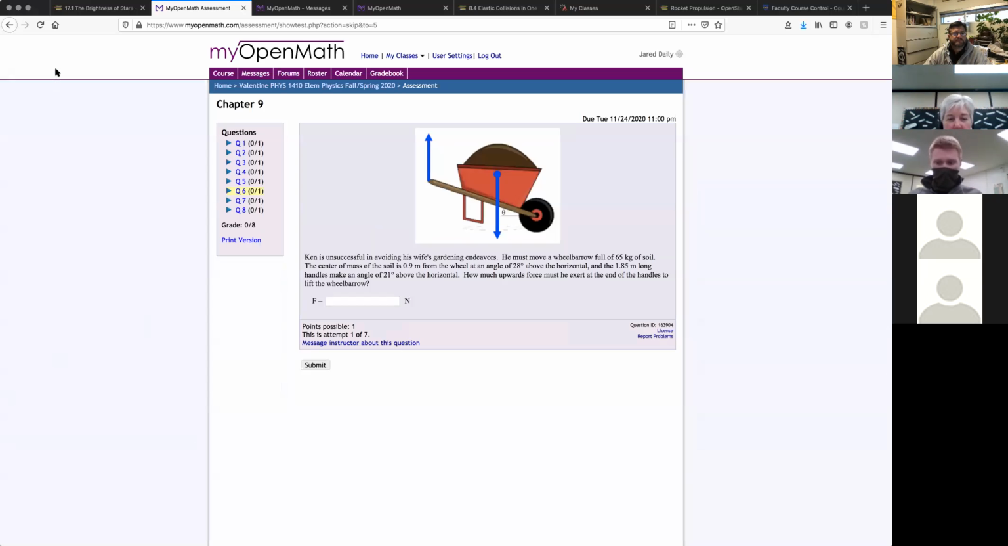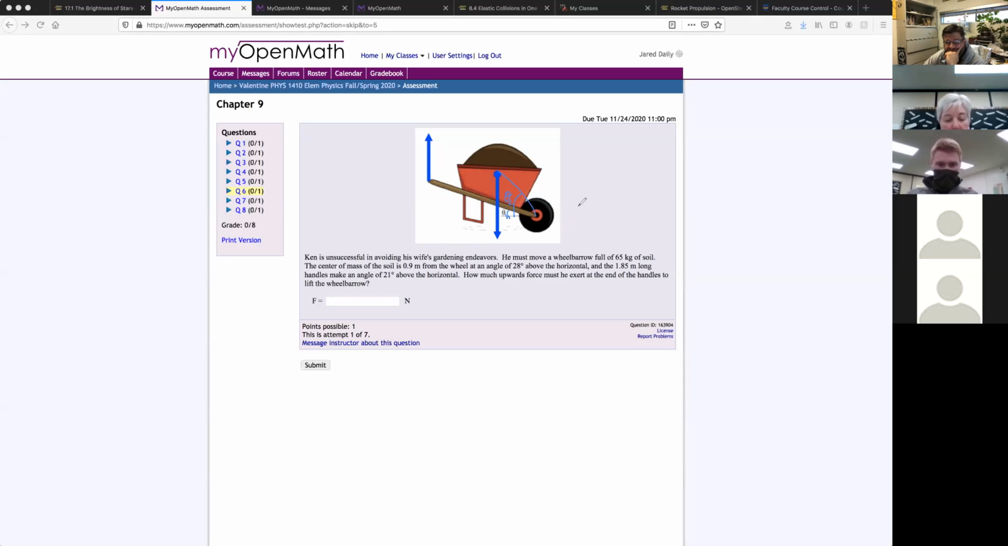Okay, so they're giving us the angle above the horizontal. This one right here. And then they also give us the angle above the horizontal for the handle. So that's this one, and they also give this one here. Right. So we'll call this theta handle. We'll call this theta of the load. Okay.